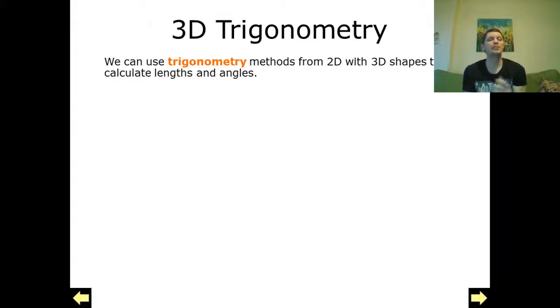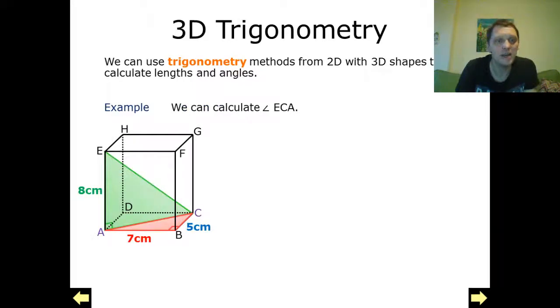So what I'm going to be doing is using our methods that we've used in trigonometry for 2D shapes for 3D shapes to find any missing lengths or angles on the problems that are given. So here we've got a cuboid of a height of 8 centimeters, width of 7 centimeters and a depth of 5 centimeters. And our problem is that we've got to calculate angle ECA.